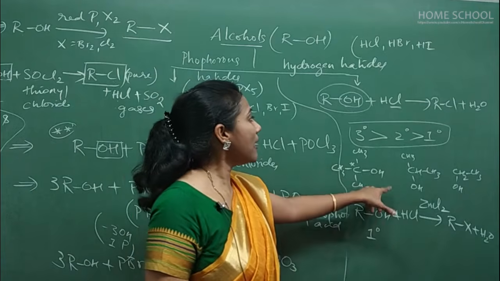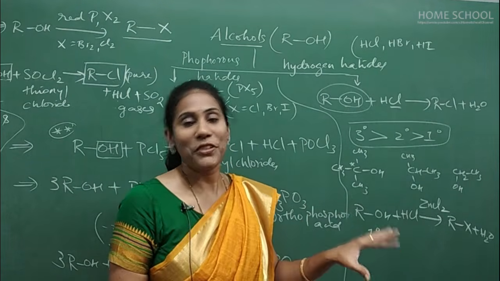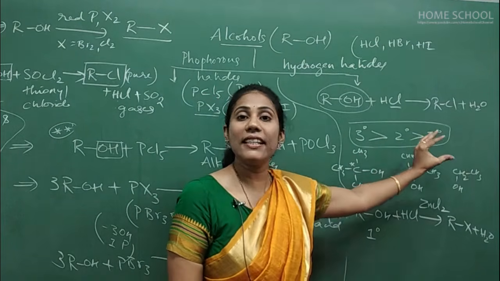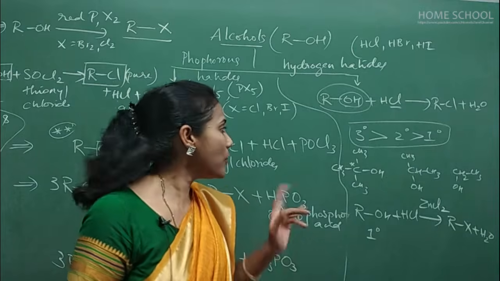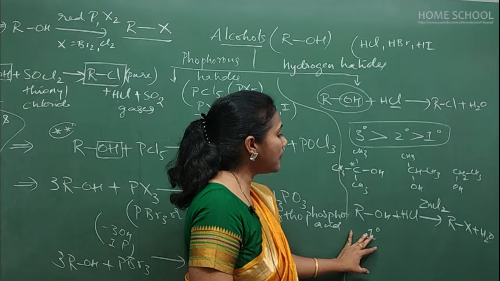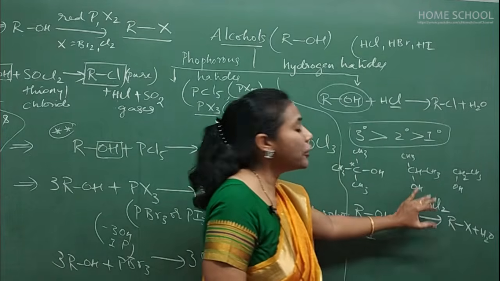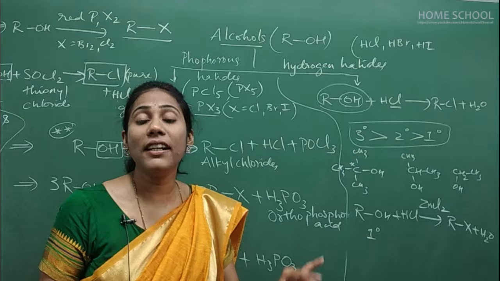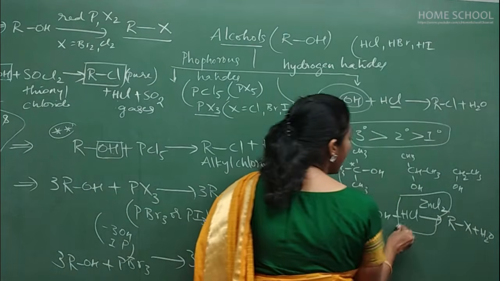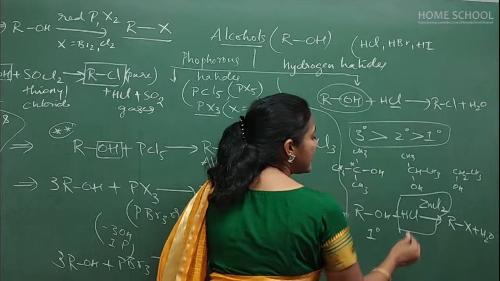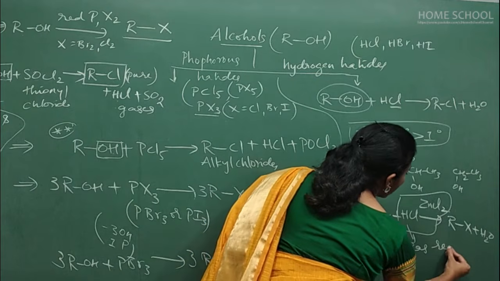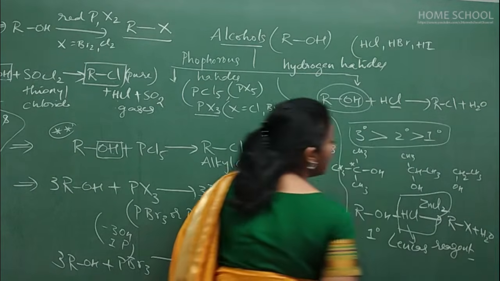So when do you get a tertiary carbocation? When the alcohol is tertiary. That is the reason why tertiary alcohol is more reactive than secondary, and secondary is more reactive than primary. Remember, for tertiary you don't need any catalyst, but if the alcohol is primary, to get the product you need the catalyst anhydrous zinc chloride. The mixture of HCl and anhydrous zinc chloride is called Lucas reagent. Very important reagent.